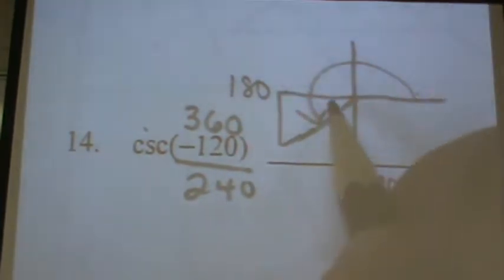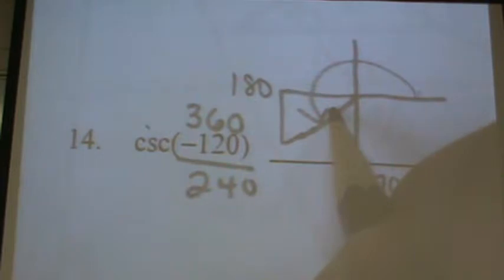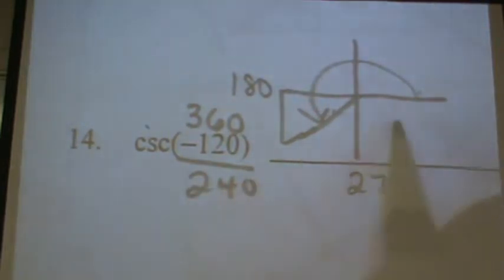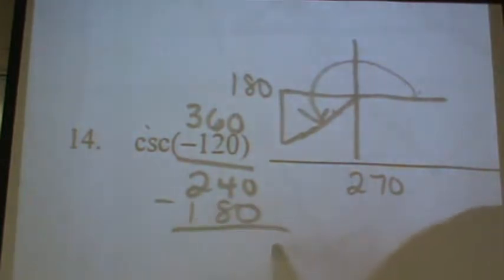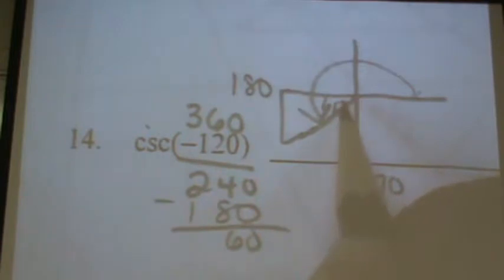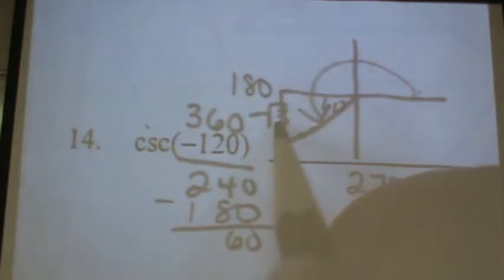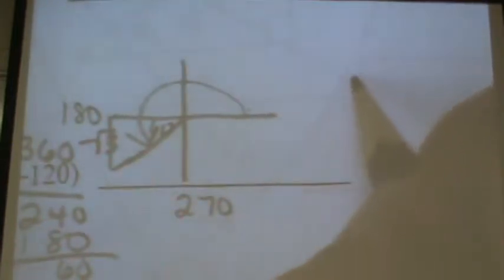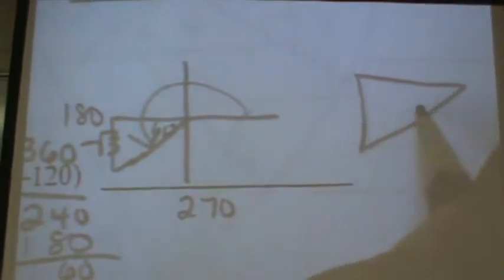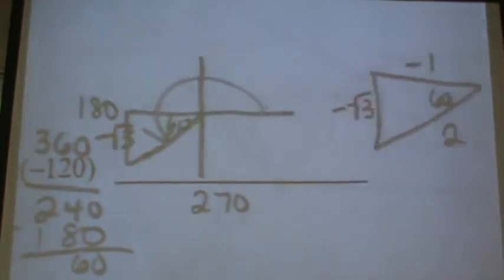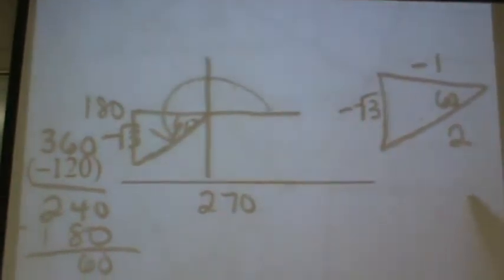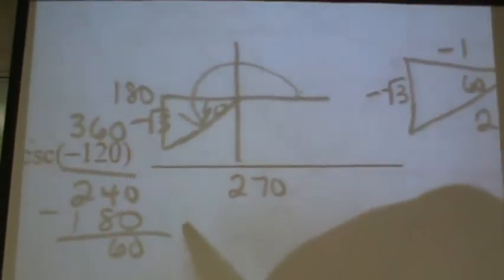So I just need to know what this angle is right here. I'm going to take 240 and subtract 180. What do I get? 60. This is a 60-degree angle. So you've got a triangle right here in quadrant 3: this is 60, this is going to be negative root 3, this is going to be negative 1, and that's going to be 2. Did you see? Because you're in quadrant 3, x and y are both negative.